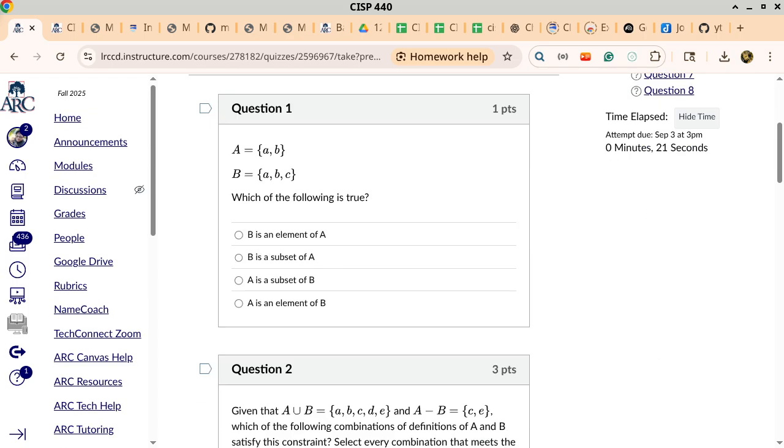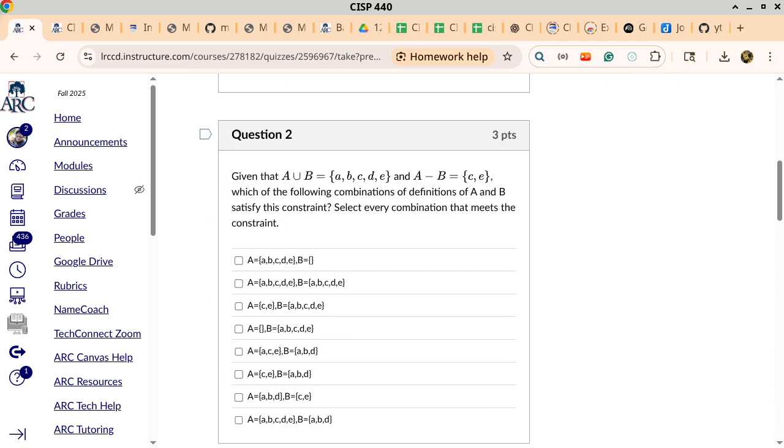All right, question number one. Set A has two elements, lowercase a and b in it. Set B has lowercase a, b, c in it. Which of the following is true? In this case, A is a subset of B. Okay, there we go.